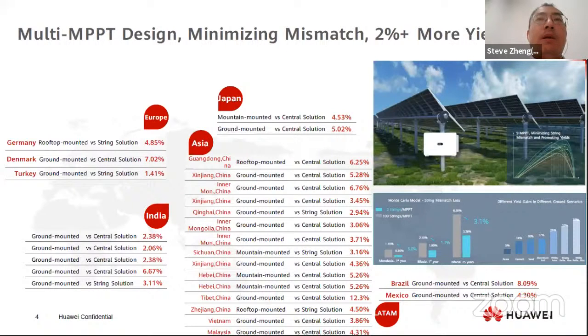Accumulatively, Huawei had delivered 130 gigawatts of shipment by the end of the first half of 2020. Based on the customer real-site tests, here is all the data we tested with our customers. The generation by the string inverter is at least 2% higher than the traditional solutions. Okay, next one.